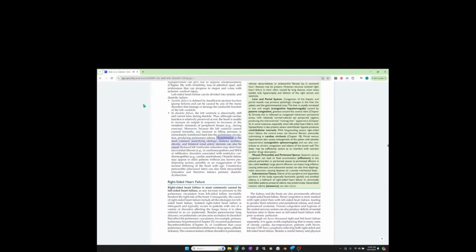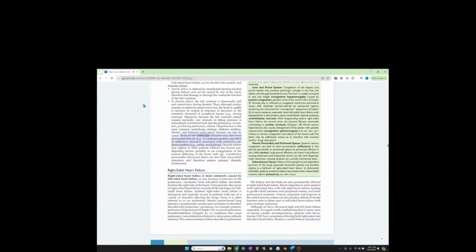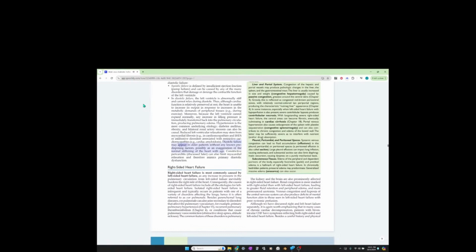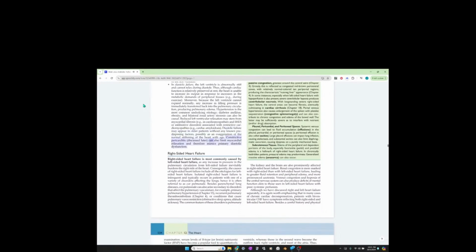Hypertension is the most common underlying etiology. Diabetes mellitus, obesity, and bilateral renal artery stenosis can also be causal. Reduced left ventricular relaxation may stem from myocardial fibrosis or infiltrative disorders associated with restrictive cardiomyopathies. Diastolic failure may appear in older patients without any known predisposing factors, possibly as an exaggeration of the normal stiffening of the heart with age. Constrictive pericarditis can also limit myocardial relaxation and therefore mimics primary diastolic dysfunction.